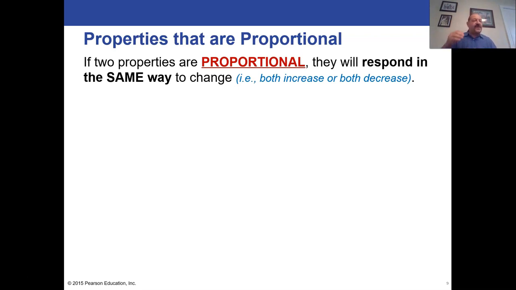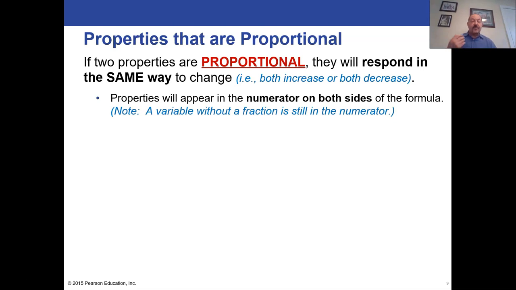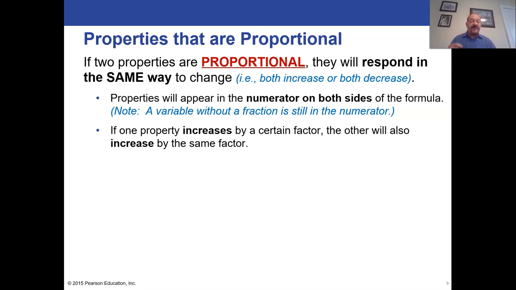If you see a number has tripled and you know it's proportional to something else, the other number will triple. So properties that appear in the numerator on both sides of a formula are going to be proportional to one another. If there's no fraction, those are numerators as well. They're just numbers where you're not showing a denominator that's really equal to 1. So if one property increases by a certain factor, the other property will increase by the same factor if they're on opposite sides of the equation and they're both in the numerator.